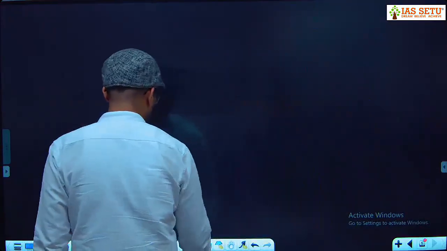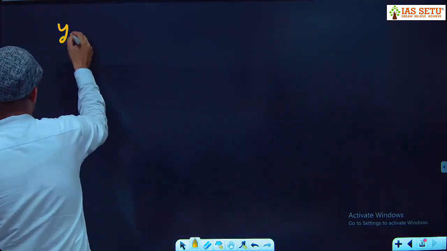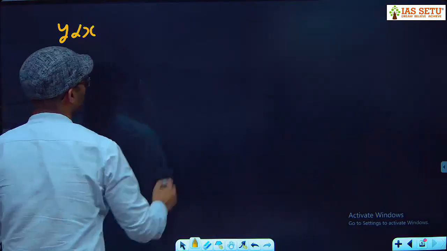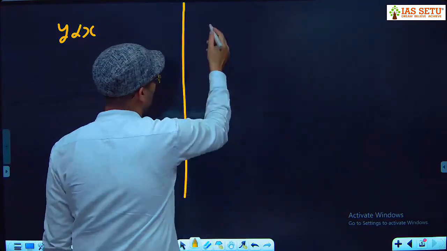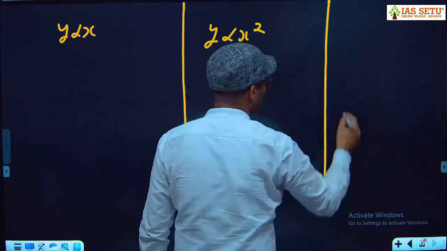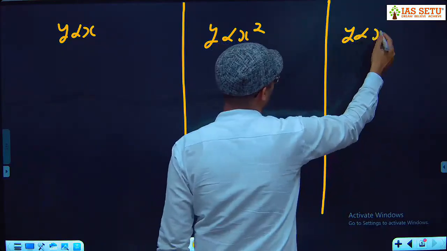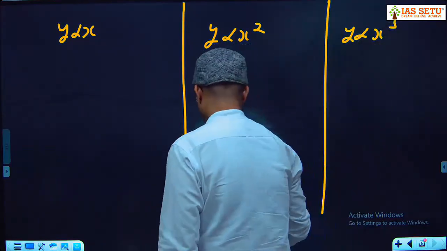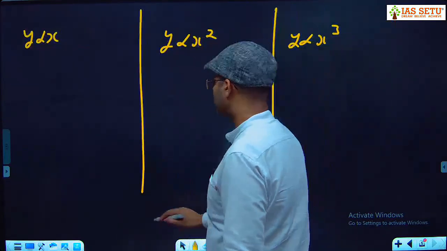Now next we will see the graph for y directly proportional to x. We will see what type of graph we have for y directly proportional to x square, what type of graph for y directly proportional to x cube, and what type of graph for y inversely proportional to x.